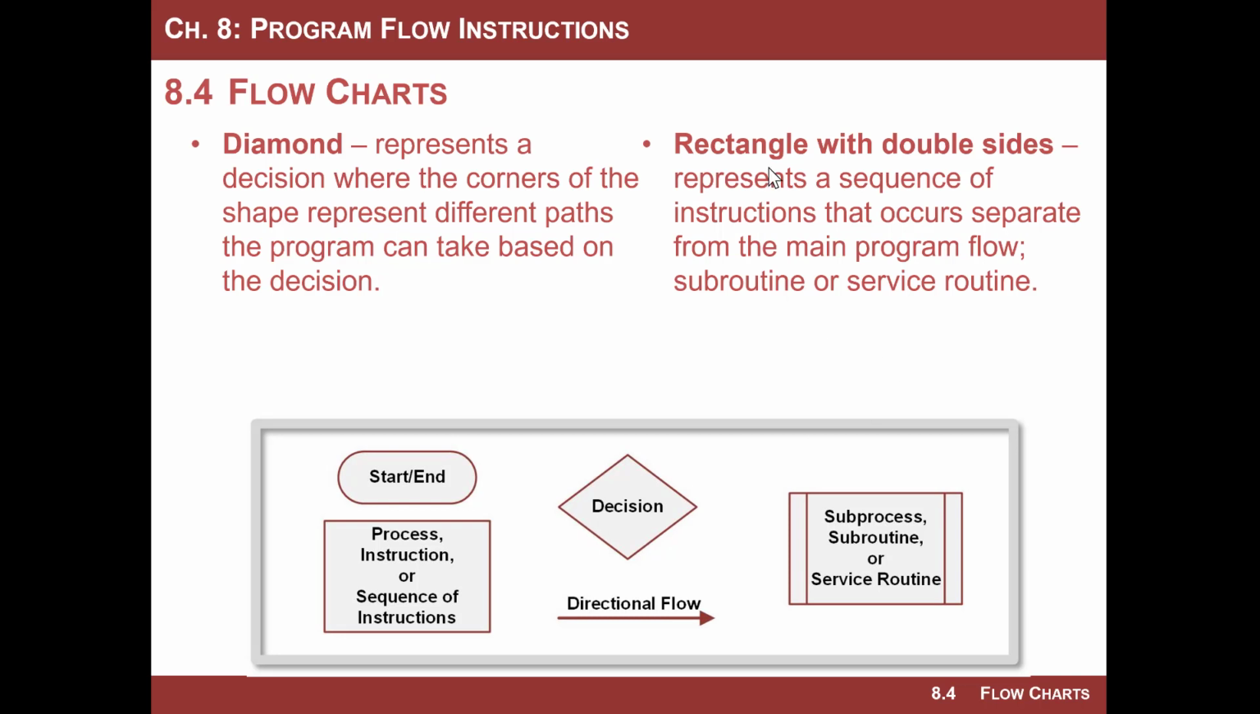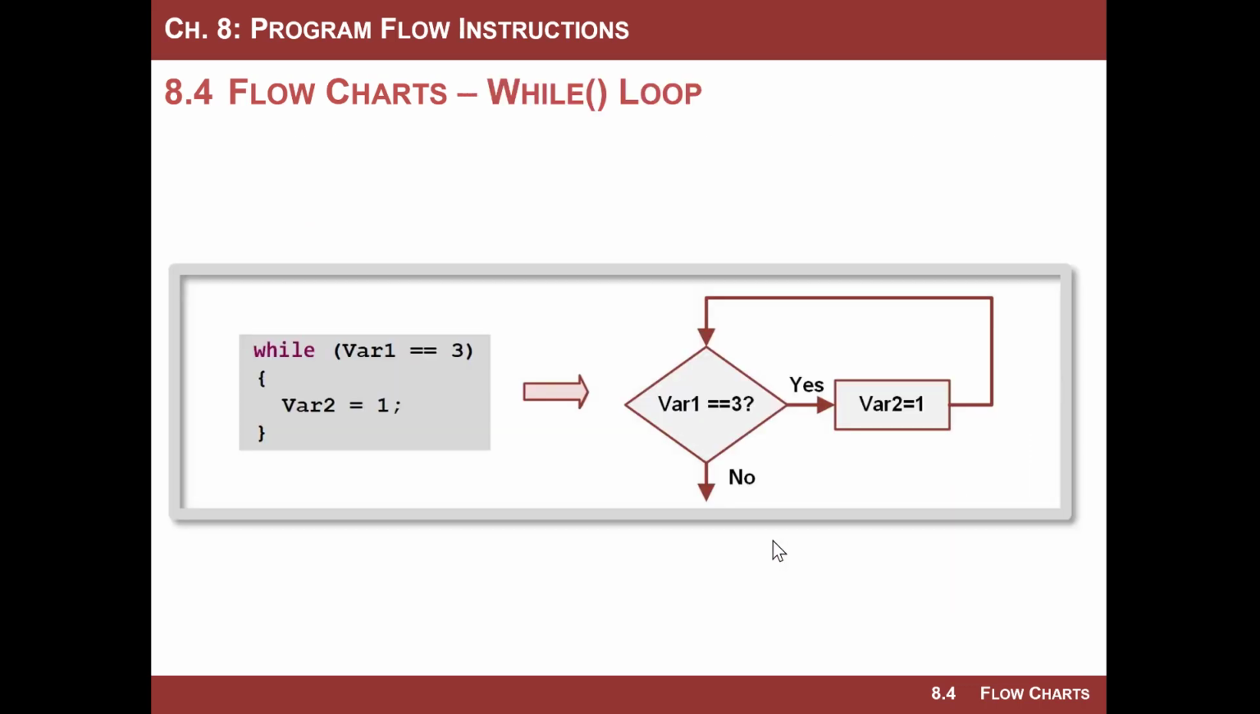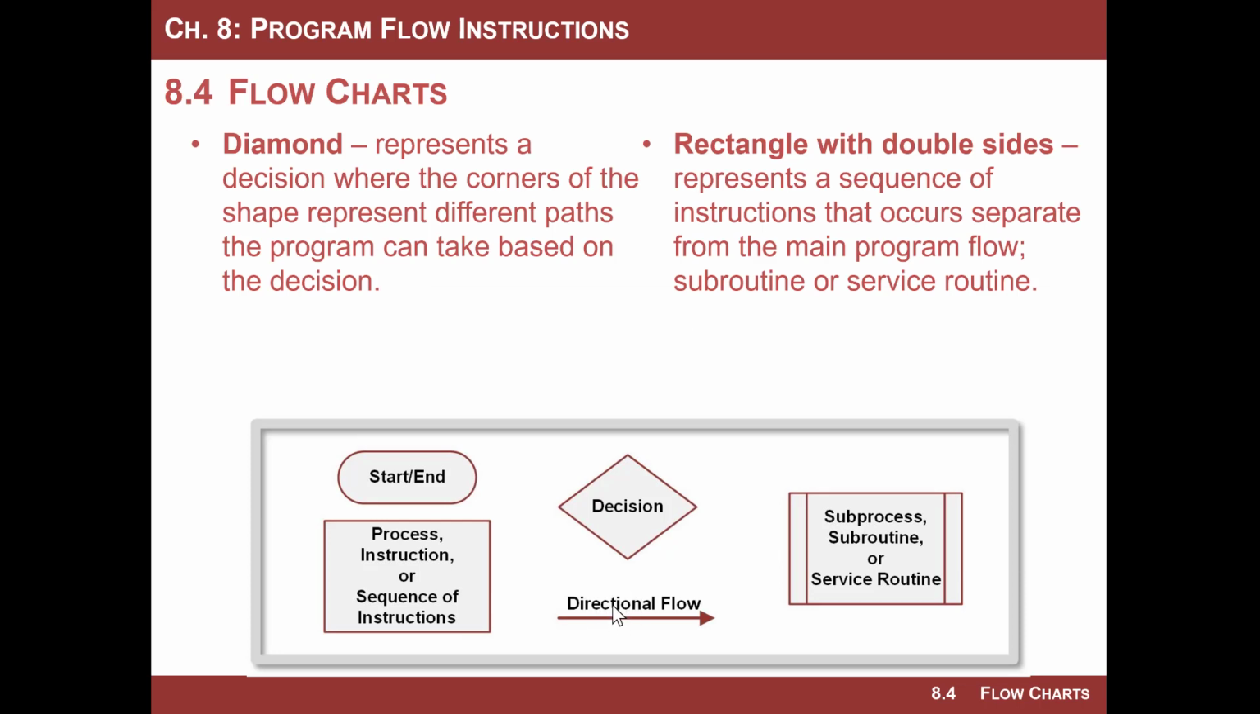And then finally is the rectangle with double sides. As we develop more complicated programs, we're going to start developing things like subroutines or service routines that we can run in our main program, but they might actually be considered something that runs behind the scenes. To keep that functionality in a flowchart, we put these double sides on it. A lot of times these can sit over on the side, outside of the regular flowchart. And then there's the directional flow. This is just where you're going to go next.